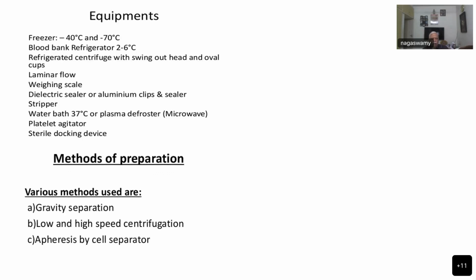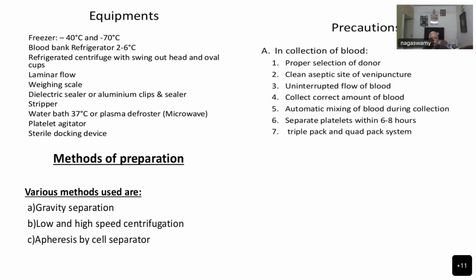You can do it by low and high speed centrifugation, or apheresis by cell separator. These are the three methods by which you can separate the components in the blood. Now, what precautions have to be taken in collecting blood?